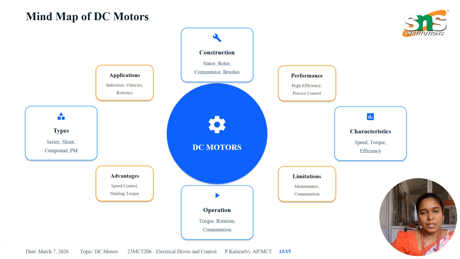So let us summarize the points. DC motors convert electrical energy into mechanical energy. The main parts include the stator, rotor, commutator, and brushes. The operation follows Fleming's left-hand rule. Different types provide different speed characteristics. DC motors are widely used in industrial drives and automation. So this is about the characteristics and working principles of the DC motor.